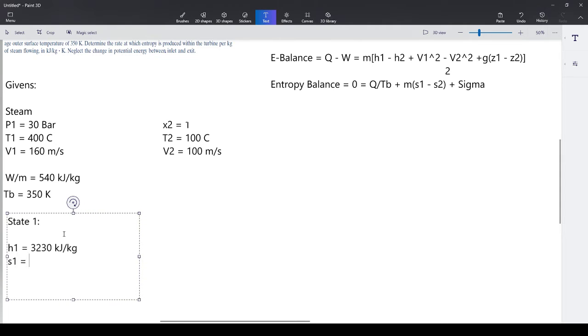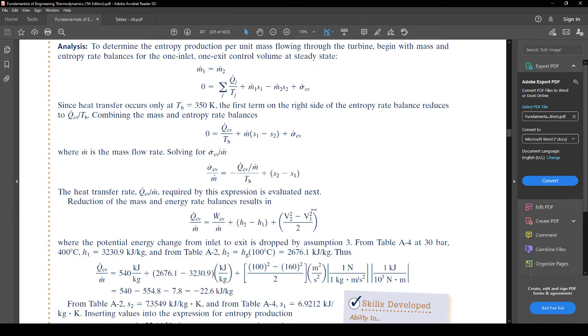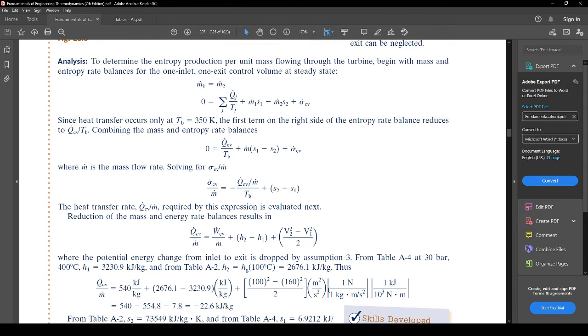And now we have to find S1. They will also have it in here somewhere, and I will have to go find it really fast. They say that S1 is 6.9212, which is right here from the table. So S1 is 6.9212.